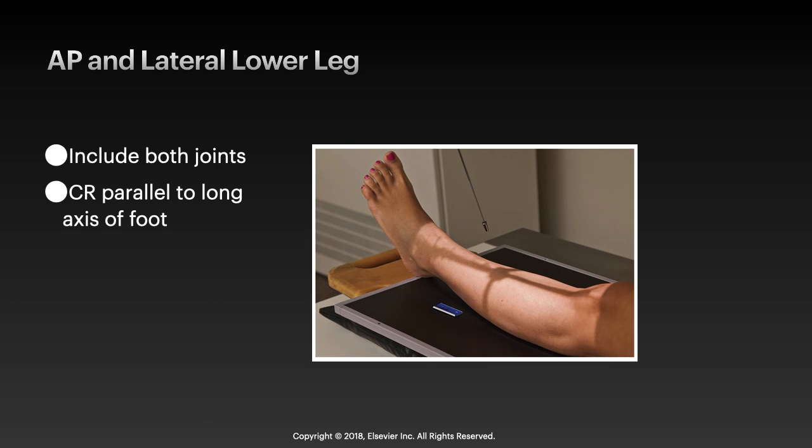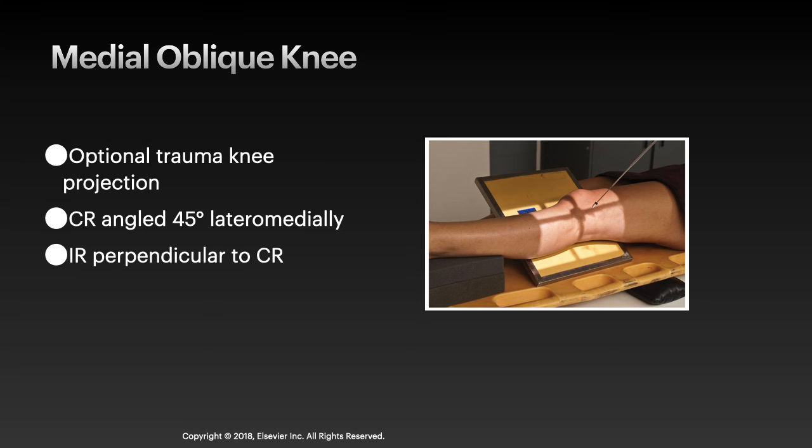AP and lateral lower leg include both joints. CR is parallel to the long axis of the foot. Medial oblique knee, optional trauma knee projection. The CR is angled 45 degrees lateral medially. IR is perpendicular to the CR.